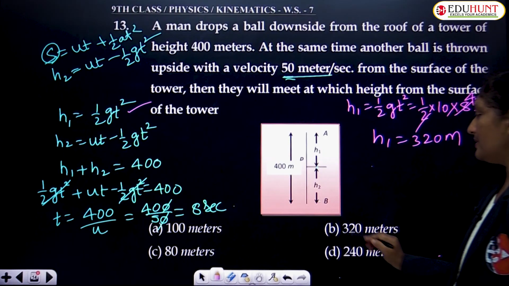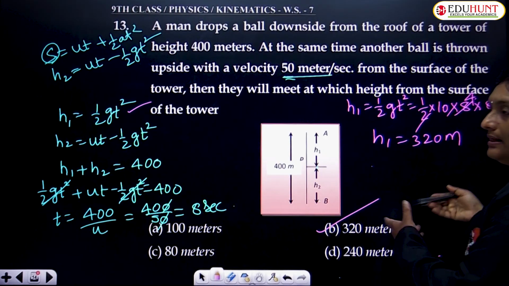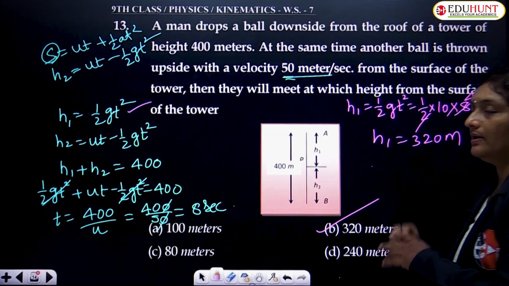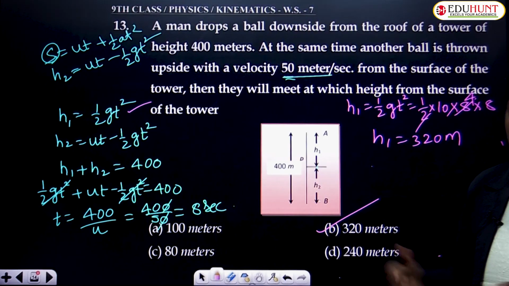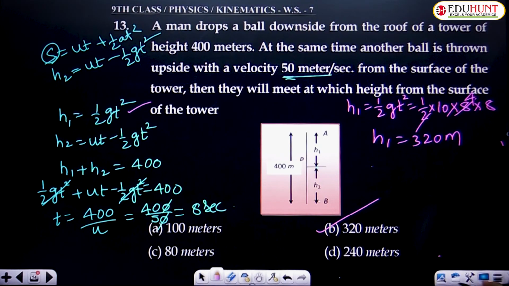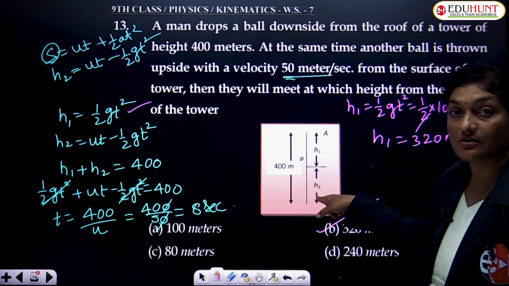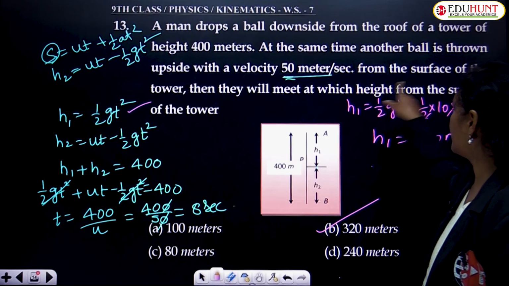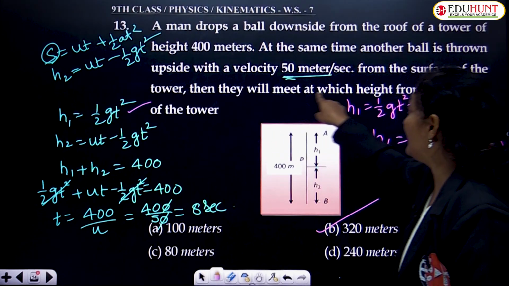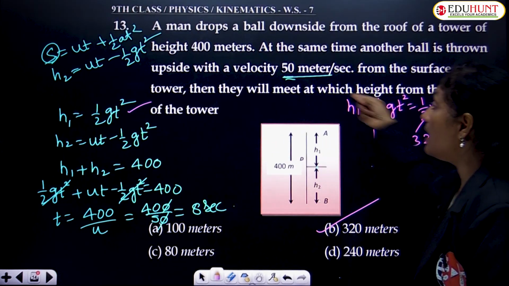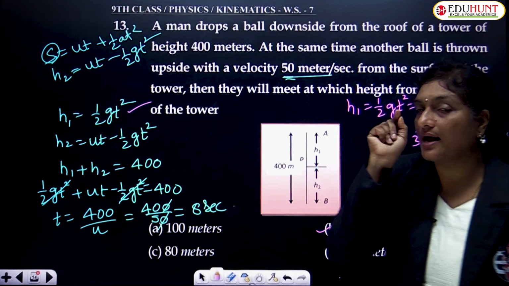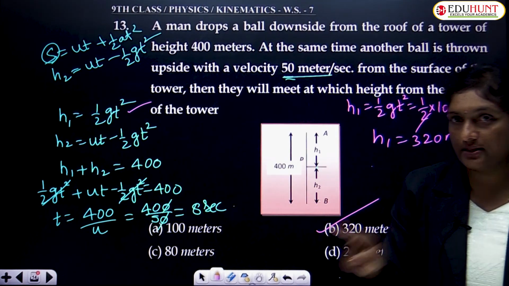So the mistake mostly made is, yes, we got the 320, and you will take that as the answer and you will get it wrong. You may lose your marks because they didn't ask us to find h1, they asked us to find h2. So look at the problem carefully. They will meet at which height from the surface of the tower. So you are asked to find h2, not h1.